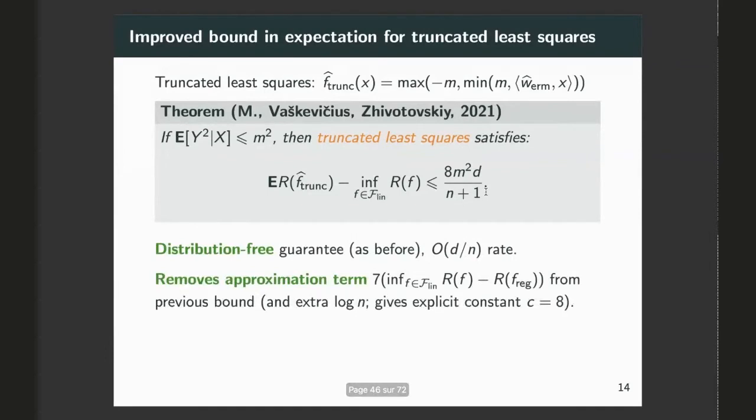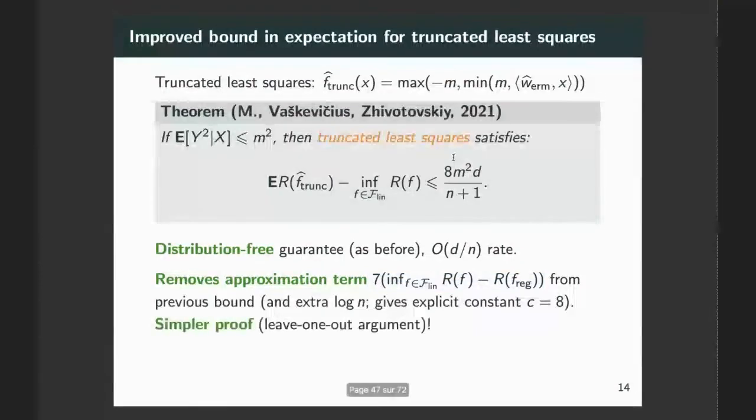As before, this bound is distribution free. There is no assumption on the distribution of x, and it does give us a d over n bound. But more important, we have removed the extra approximation term from the previous bound. So we don't need to assume that the true function is linear or almost linear. This is an important difference between the two. There are also minor differences: we have removed the log n and we have an explicit constant, but this is less important.